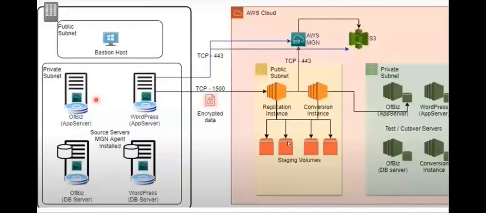In between this process, staging volumes will be created and your data is replicated to these instances, and the conversion instance storage also comes under these staging volumes only. After that, it will be migrated to your private subnet app server. In this way, the process happens.